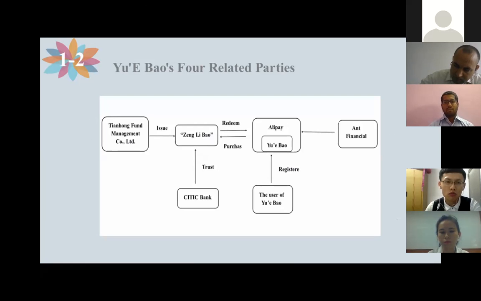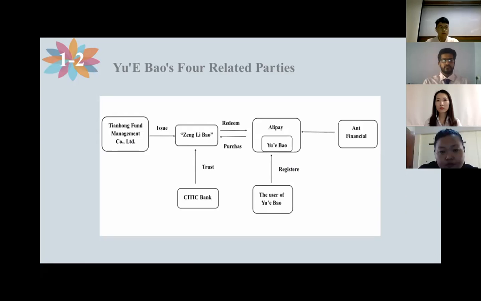And this is the operation process of Yuebao, so I will explain it. The Ant Financial company provides the Alipay, and the Alipay launched the Yuebao. The user can register in Yuebao. Then they transfer their money to the Yuebao. The Yuebao will help the user purchase or redeem the Zenlibao money funds. And the Zenlibao money funds is issued by the Tianhong Management Corporation. And the CITIC Bank is a trustor of the Zenlibao.